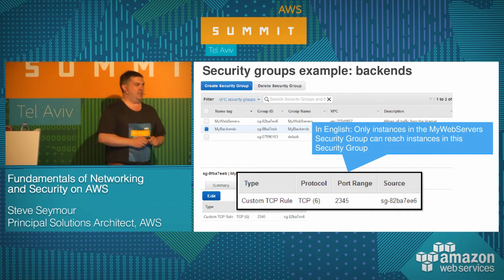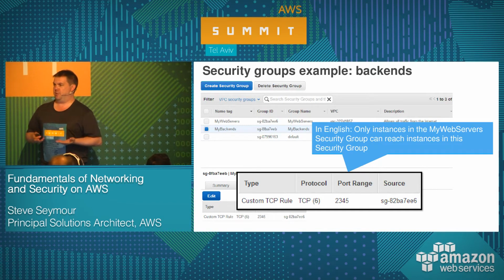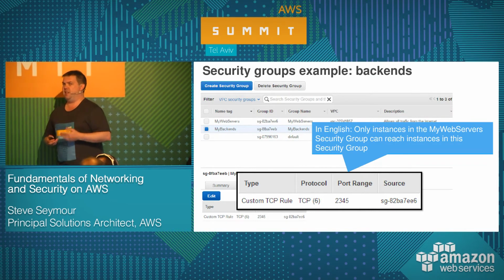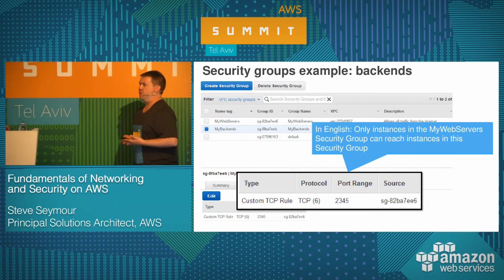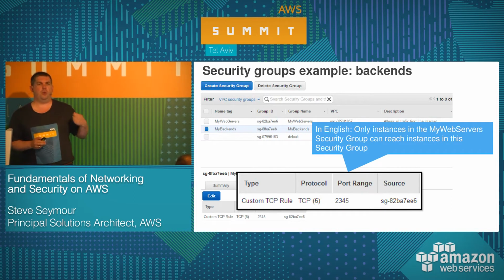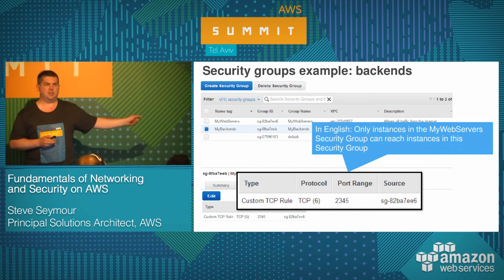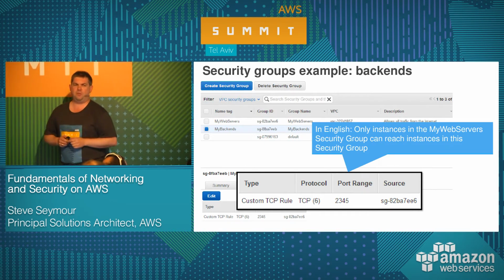But what about the backend servers? The backend servers, we actually said we only want to allow traffic from our web servers. So we could do that by listing all the source IP addresses of those web servers. But actually, we don't need to do that. Because we've got all of our web servers in a security group, we can reference that security group as the source.